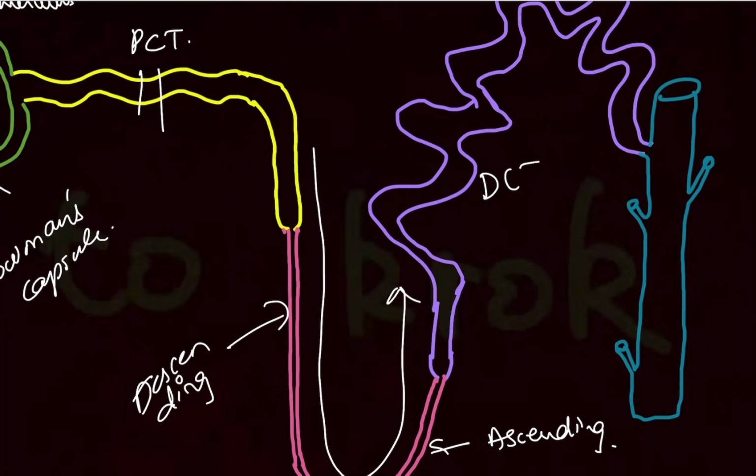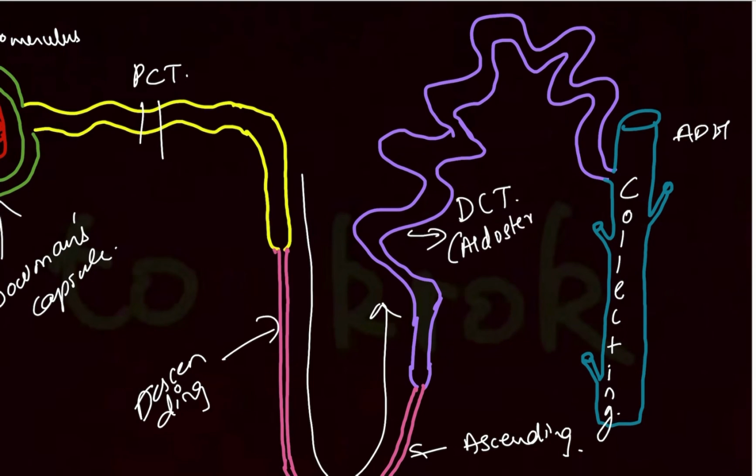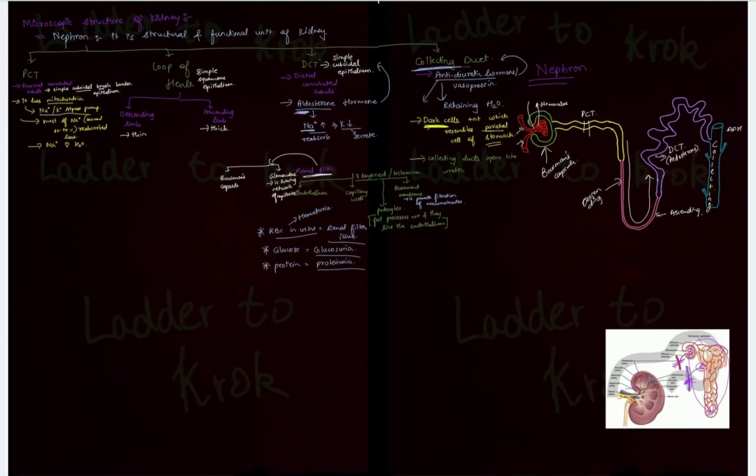Then you have this DCT. Which hormone is acting on the DCT? It is aldosterone. You have this collecting duct. What hormone acts on the collecting duct? ADH, and at the DCT, aldosterone. And this collecting duct will then open into the ureter. I hope this is clear. So thank you.